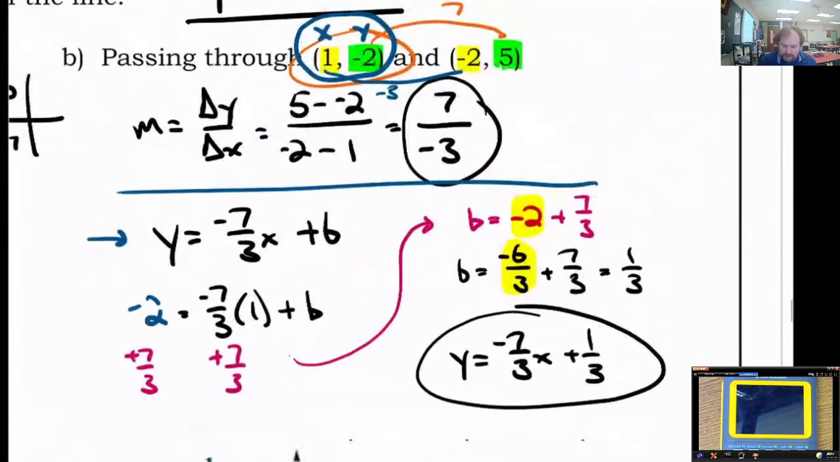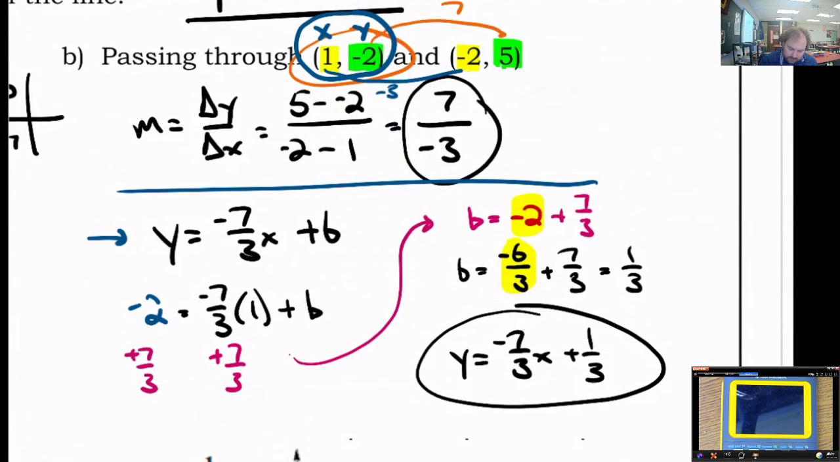You would get the same answer if you had used -2 and 5 for x and y. Also worth mentioning, I'm not going to do that, but you would get the same answer.